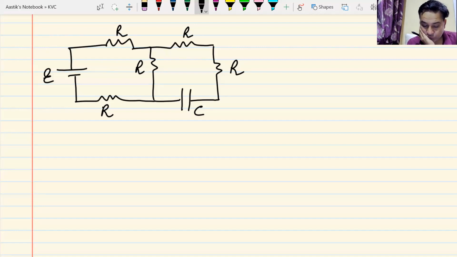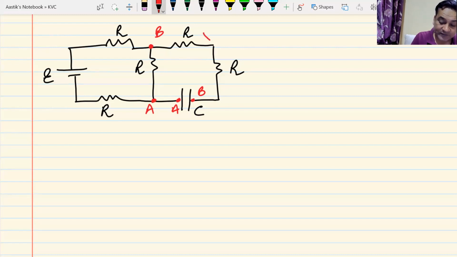CE by 2? How did you get CE by 2? Sir, this circuit will be short. Both the resistances will not pass current, so this circuit will be an open circuit. You have to find the potential difference between these 2 points, which is the same as the potential difference between these 2 points. Yes or no? Yes.